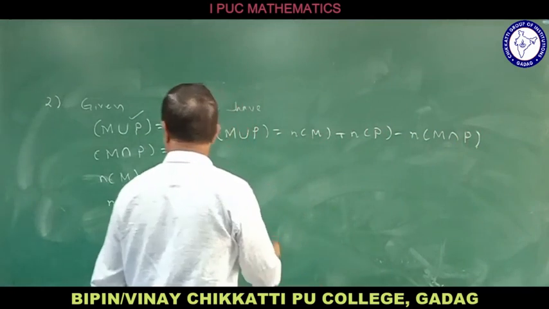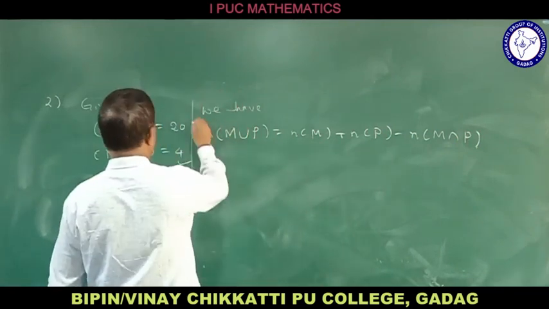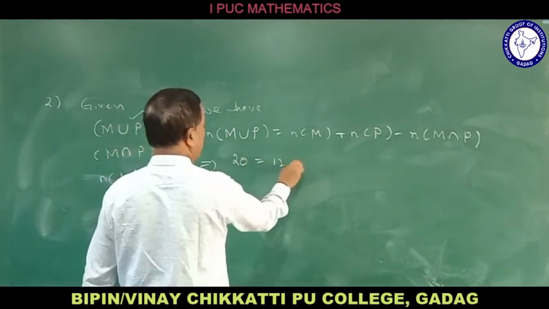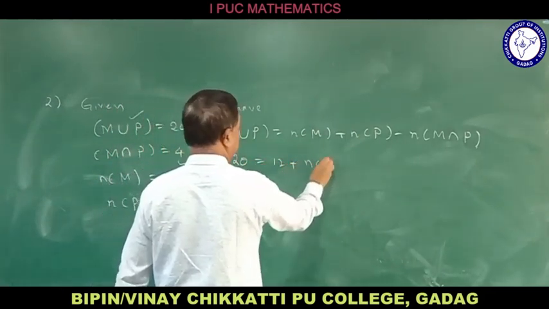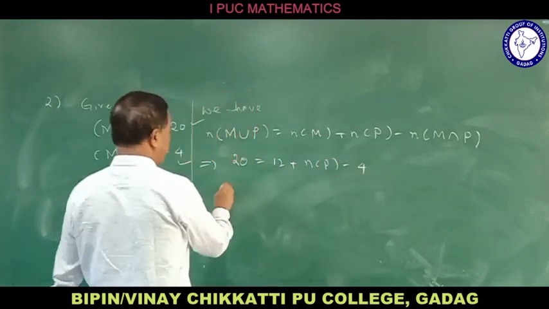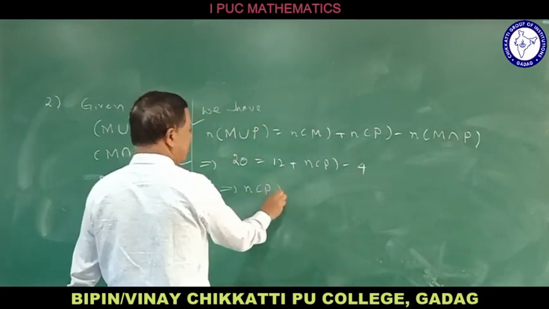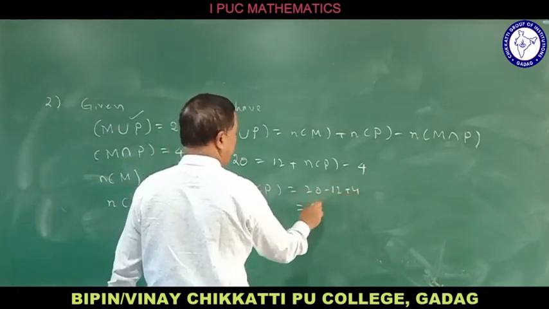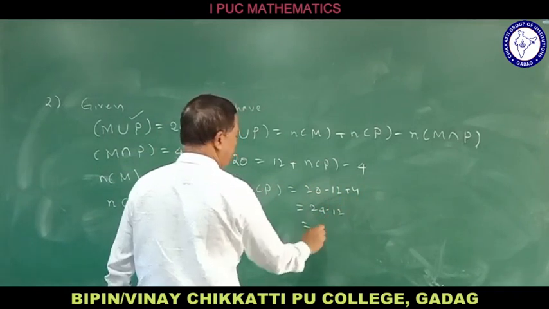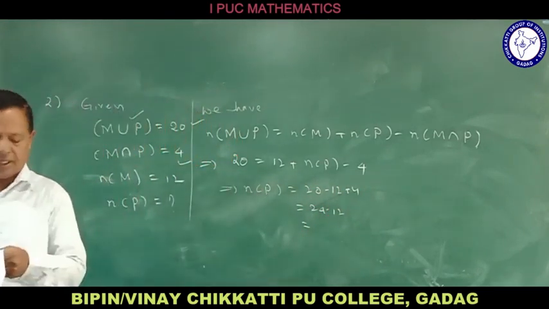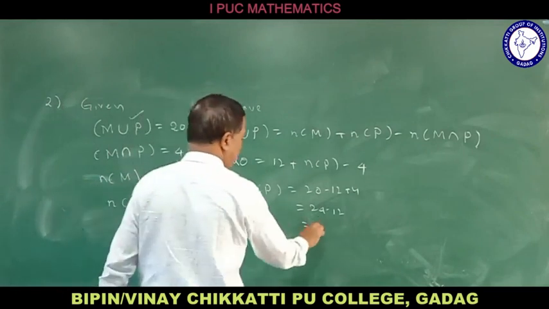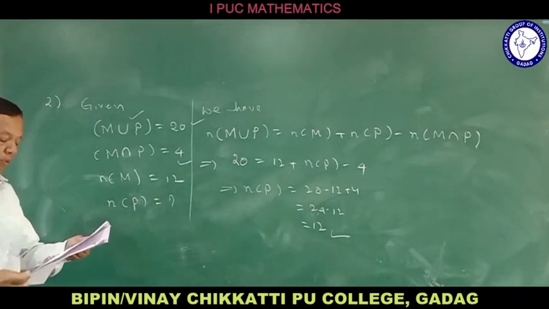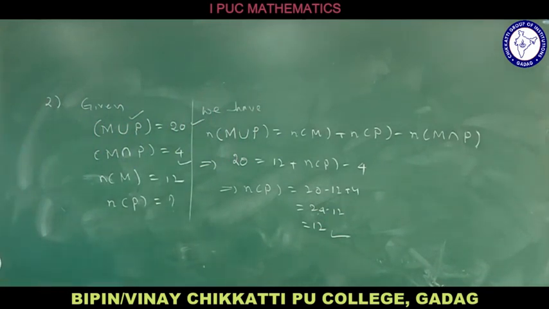You have to substitute. n of M union P is 20, so this implies 20, mathematics only 12, physics is what the question asks, and both 4. So n of P is equal to 20 minus 12 plus 4, that is 24 minus 12. This is how many teach physics. This is the way we understand according to the formula.